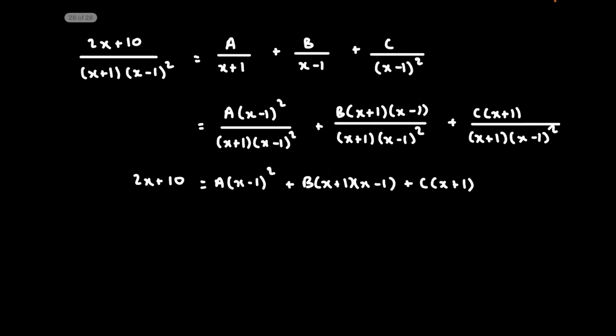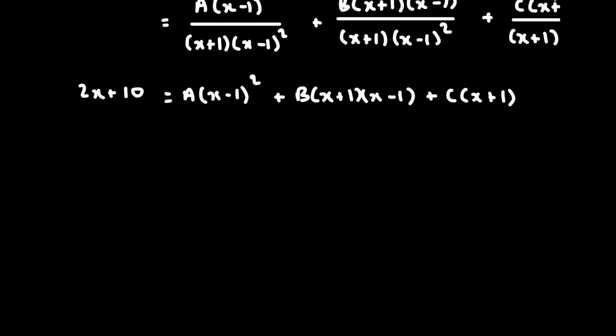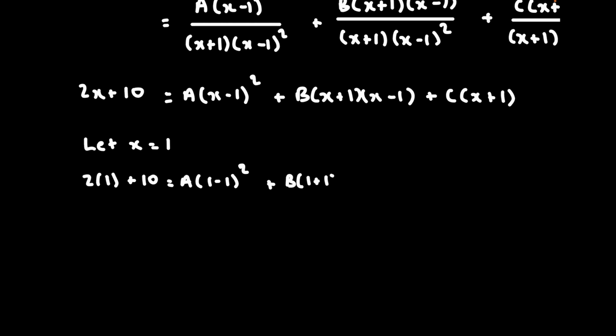So now what values do we let x equal to? Well, I can see here that if I let x equal to 1, I'll let this fraction and this fraction cancel out. So I'm going to do that first. Let x equal to 1. So the equation I'll get is 2 times 1 plus 10 equals to a times 1 minus 1 plus b times 1 plus 1, 1 take 1, plus c times 1 plus 1.